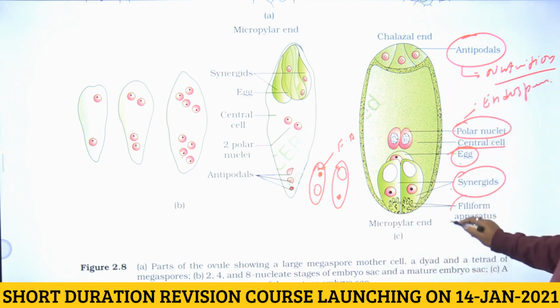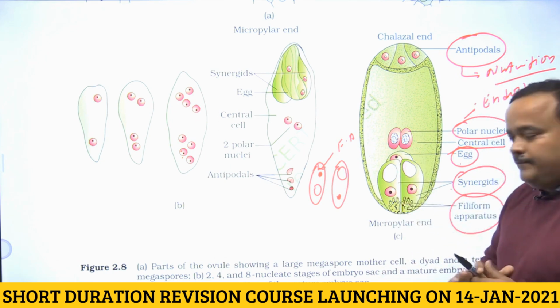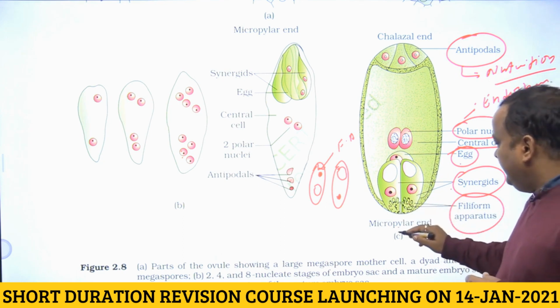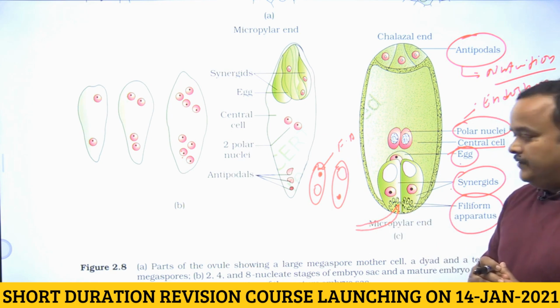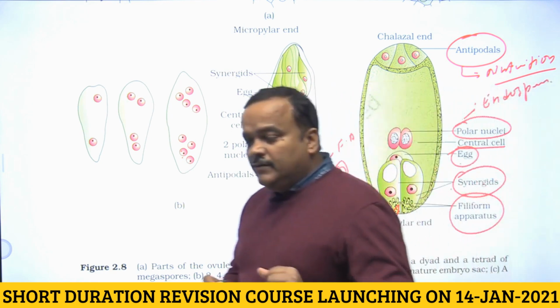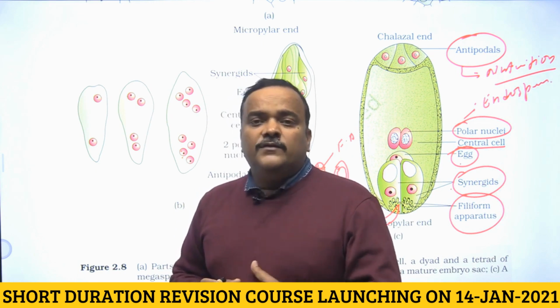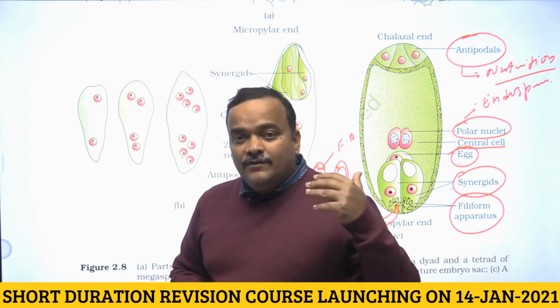Then we have the filiform apparatus, which plays a very important role. First, it increases the surface area of absorption. Then it guides the entry of the pollen tube inside the embryo sac. So it is a very important question, which thing guides, or what is the function of, so one of the important functions of the filiform apparatus is it guides the entry of the pollen tube inside the embryo sac.